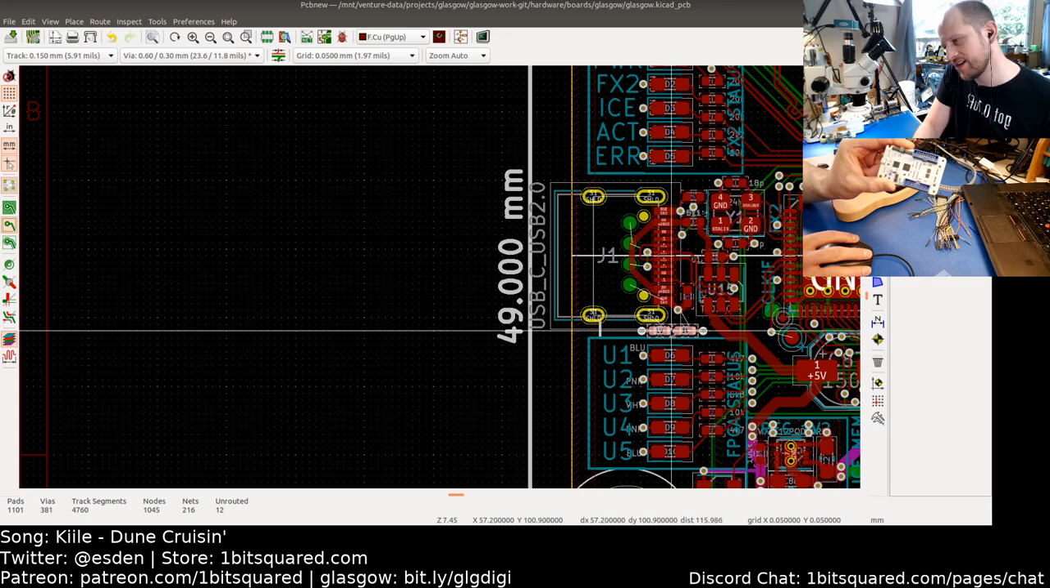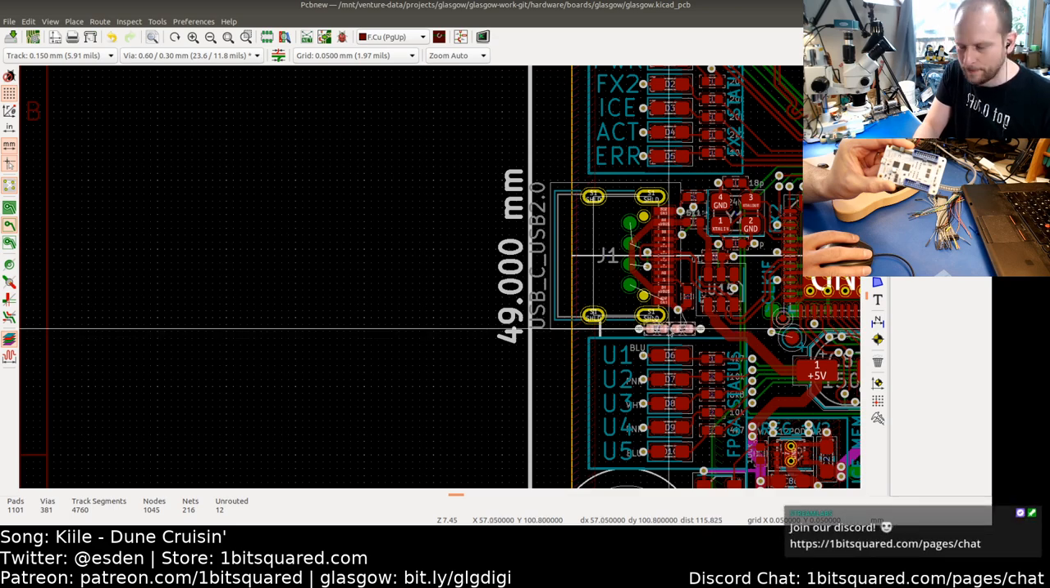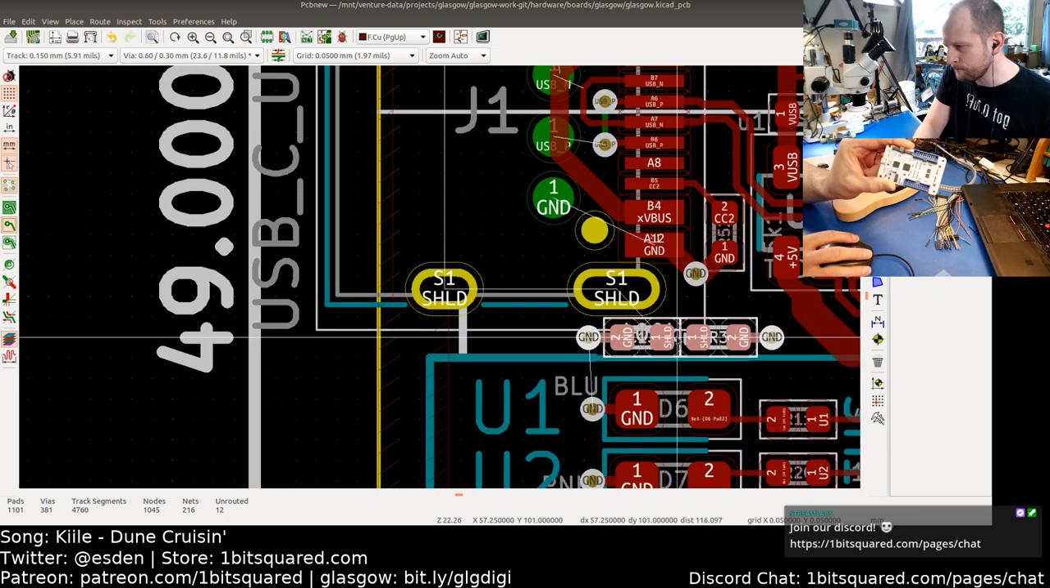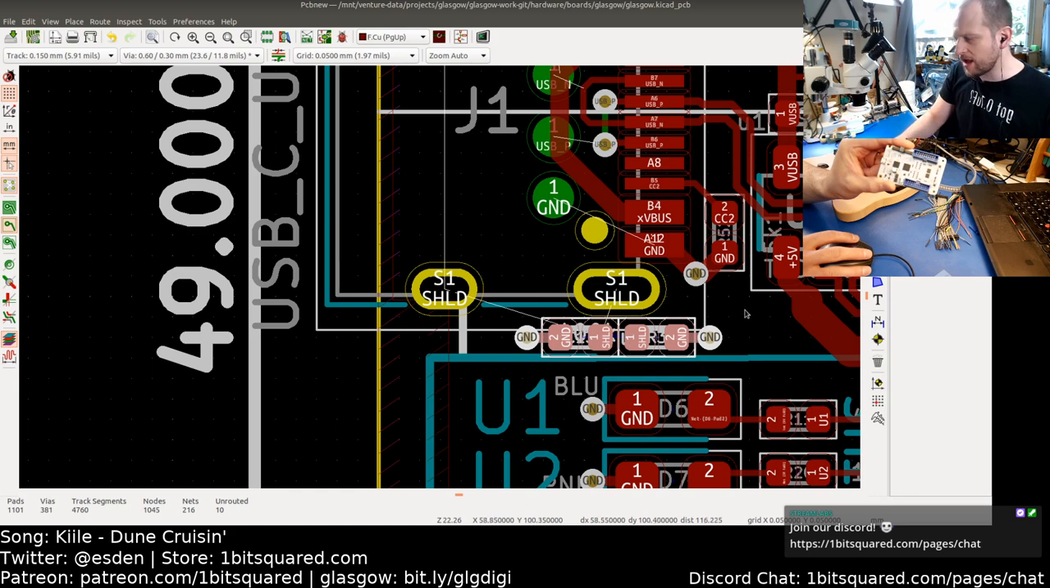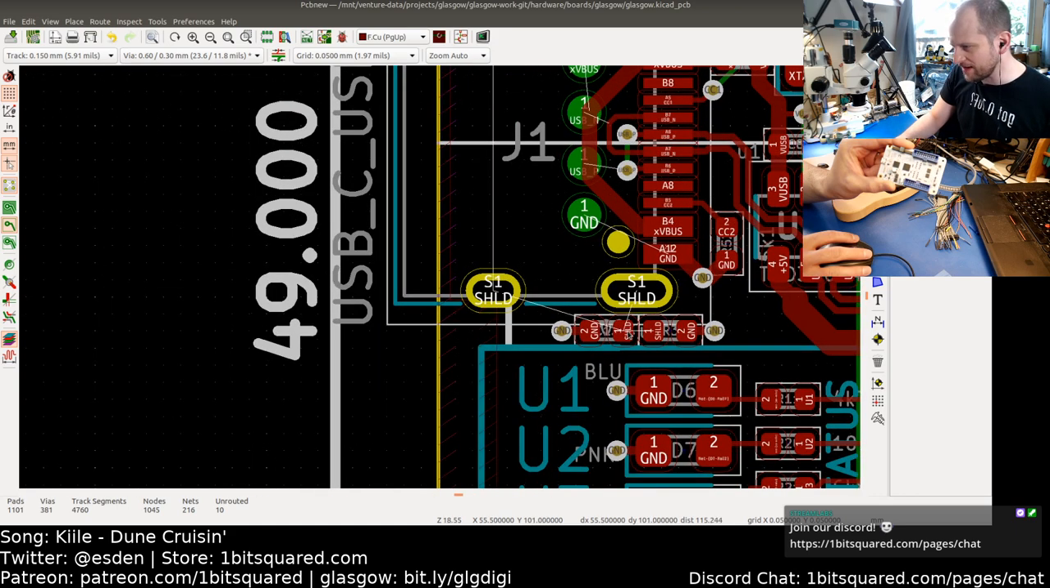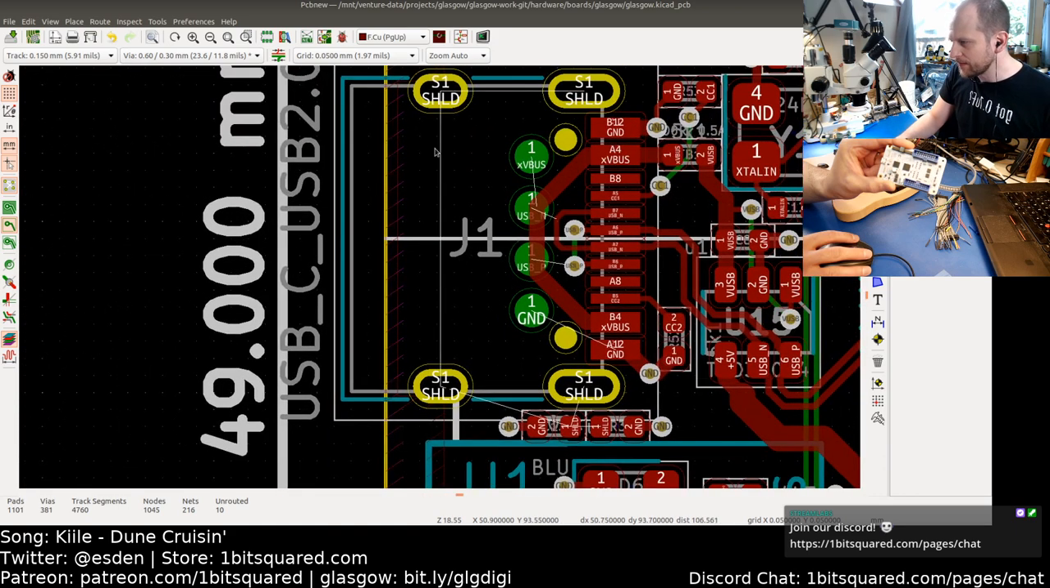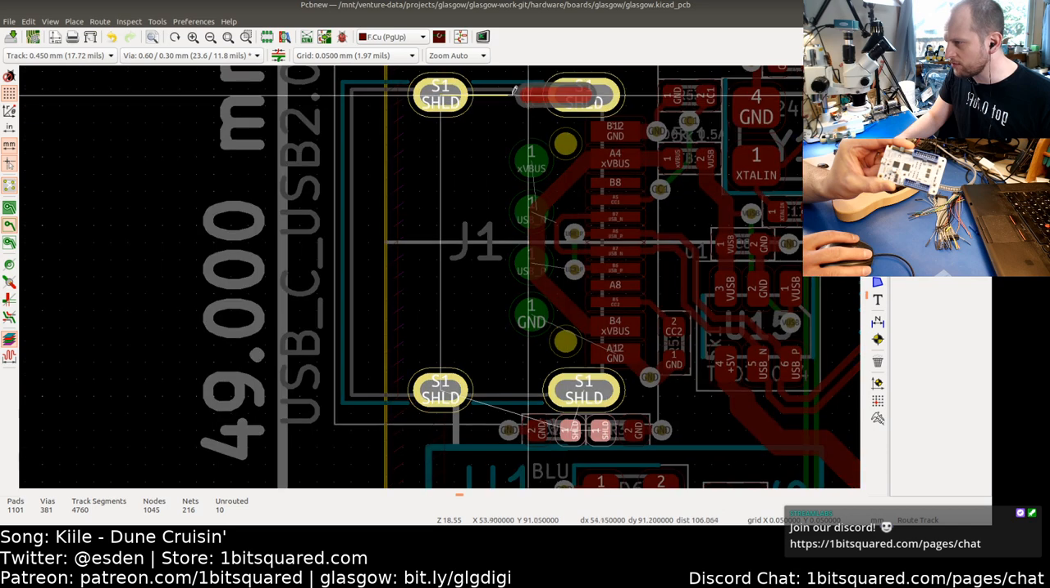Oh, yeah, and I have to connect the shield, right? Yeah, let's be mean. Okay, I might clean this up off stream. I don't know, but for now it has to do. Okay, I will probably create a pour for this.